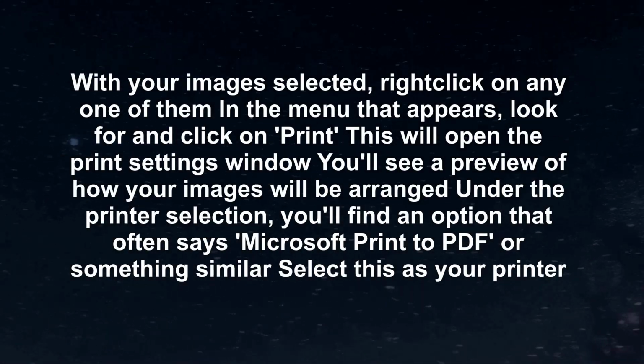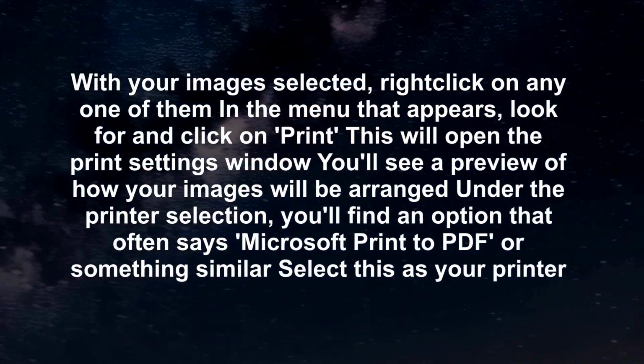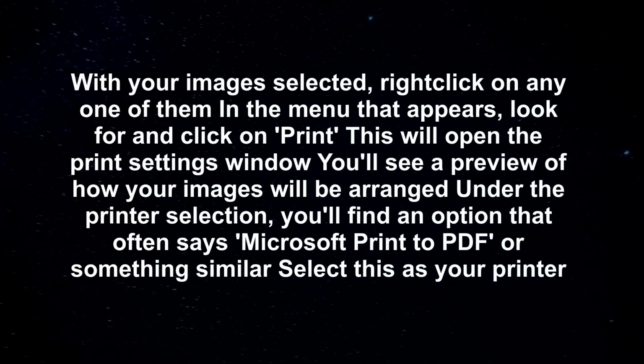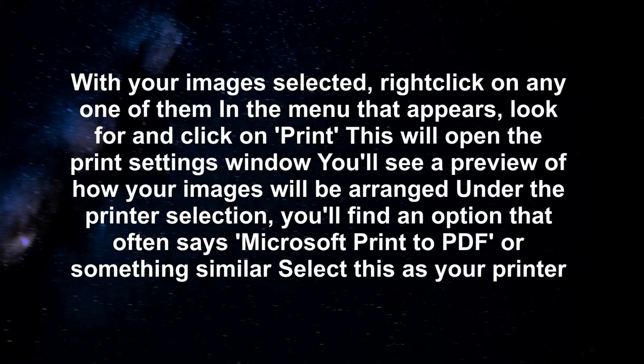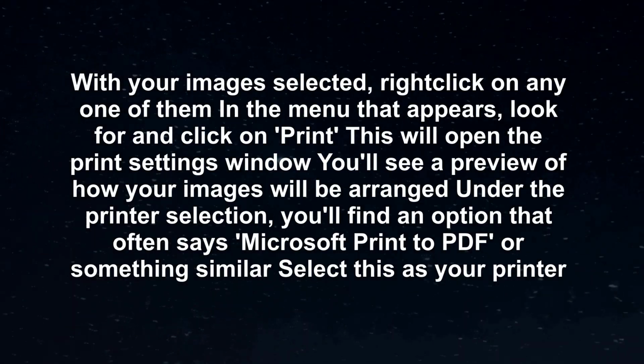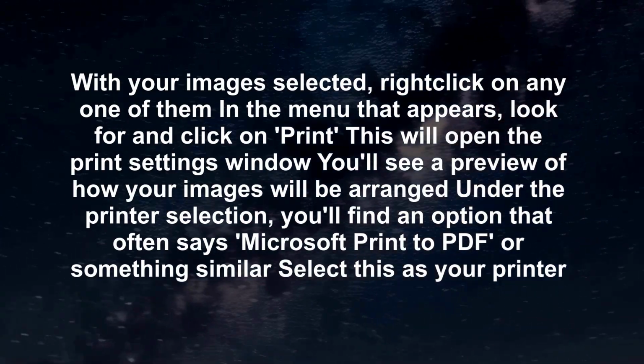With your images selected, right-click on any one of them. In the menu that appears, look for and click on Print. This will open the Print Settings window. You'll see a preview of how your images will be arranged under the printer selection. You'll find an option that often says Microsoft Print to PDF, or something similar. Select this as your printer.